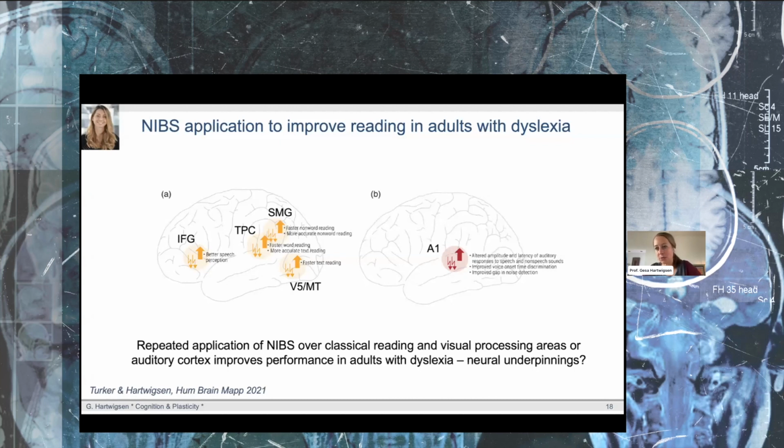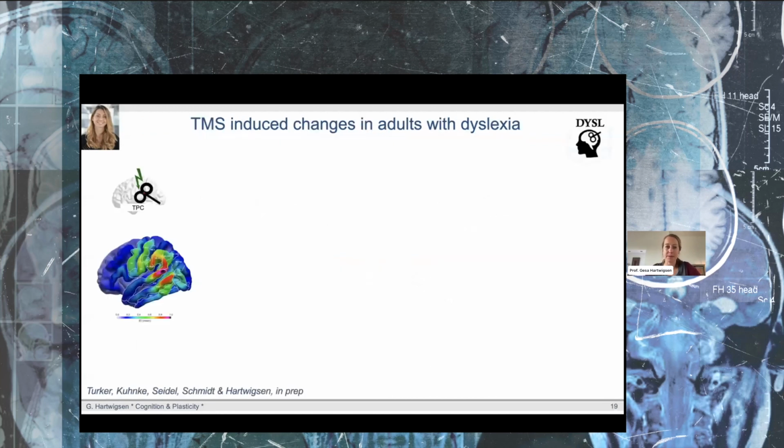What remains unknown is how this affects task-related activity and connectivity. So what are the neural underpinnings of these induced improvements? To address this, we used transcranial magnetic stimulation, facilitatory TMS with a protocol called intermittent theta burst stimulation. And we only applied one session to look at the immediate changes. This was not a therapy study.